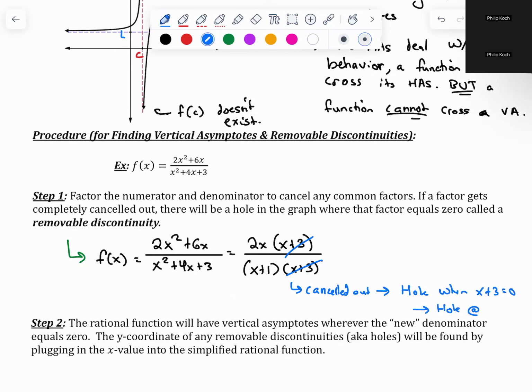So suspend disbelief for a second. We'll explain why the hole happens and what's going on in just a moment. But because the x plus 3 got completely wiped out, there is going to be a hole in the graph where that factor equals 0. So in particular, there's a hole in the graph at x equals -3. The new function is 2x over x plus 1. This is the new denominator.